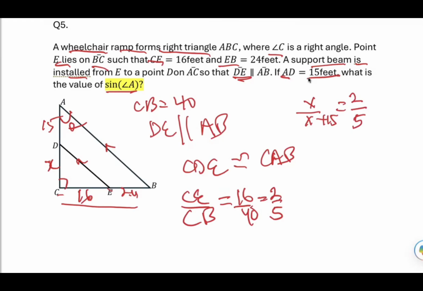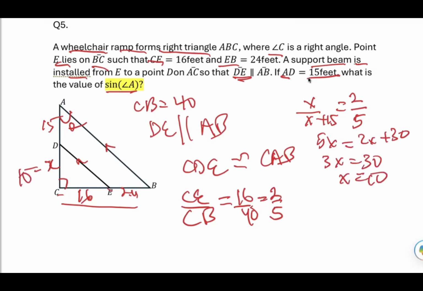AC is the total length. And then you create your equation. All you need to do is to solve this, right? You have 5x is equal to 2x plus 30. This will be 3x is equal to 30. x is equal to 10. Therefore, this is equal to 10.